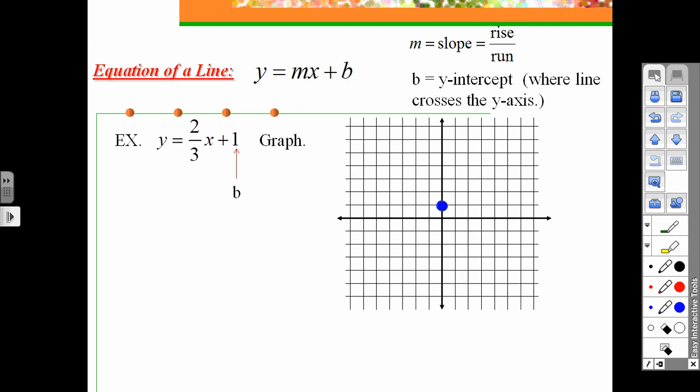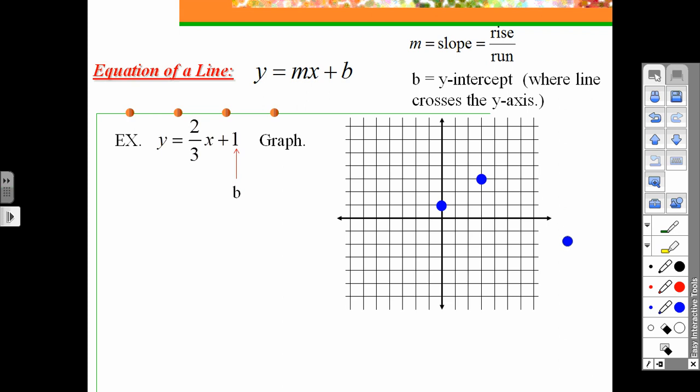From this point, we are going to use our slope, which are basically driving directions, telling us exactly where to go to get to the next point on our line. So remember, rise over run. So 2 is how much we're going to count up, and 3 is how much we're going to count to the right. So we're going to go 1, 2 up, and then we count over 3 units, 1, 2, 3, and we make our second point.